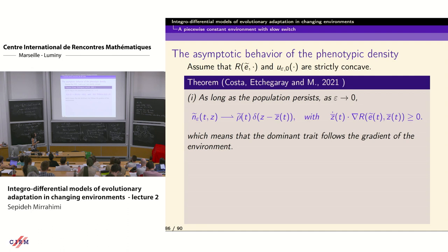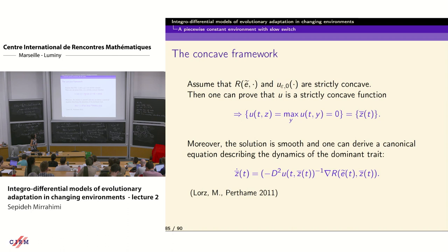In this situation, as long as the population persists, it will concentrate at the point Z bar of T, and this Z bar of T will follow the environment gradient, the gradient of the growth rate. This comes from this equation. If you multiply this by the gradient of R, because minus D to U inverse, because U is a strictly concave function, this term will have a sign. So from this equation we know that the Z bar will follow the gradient of the environment.